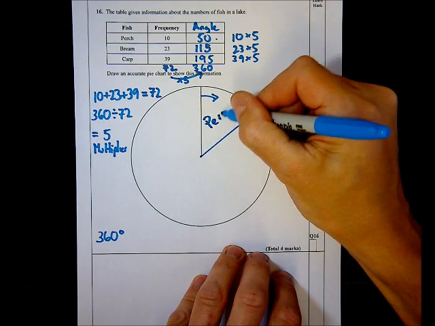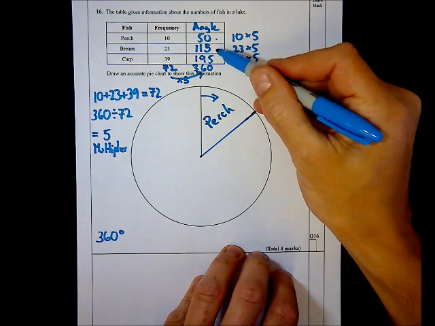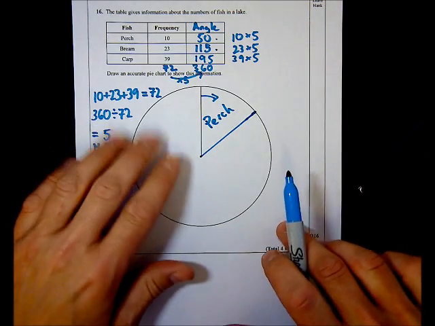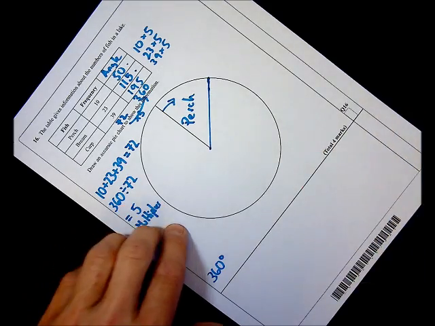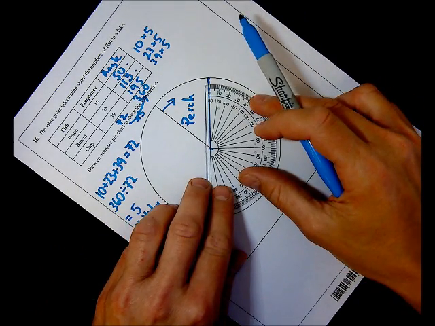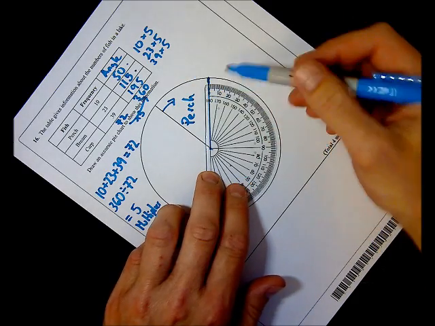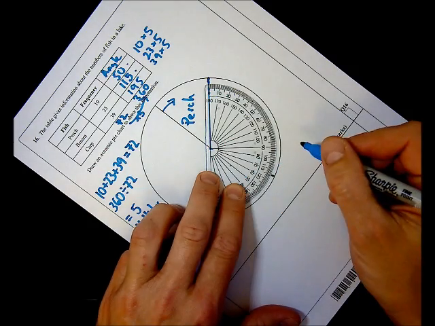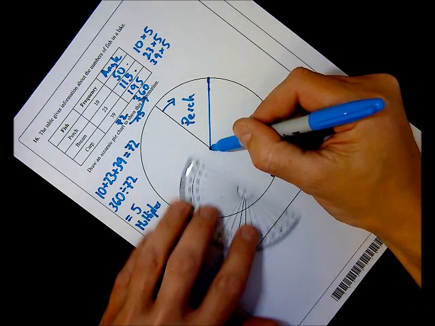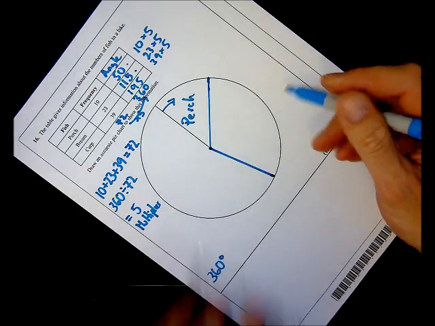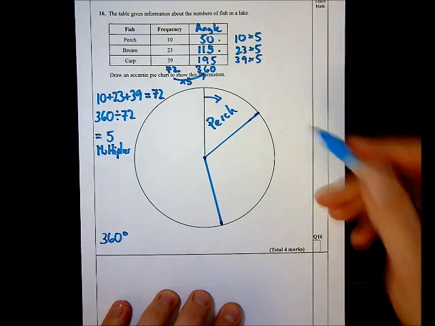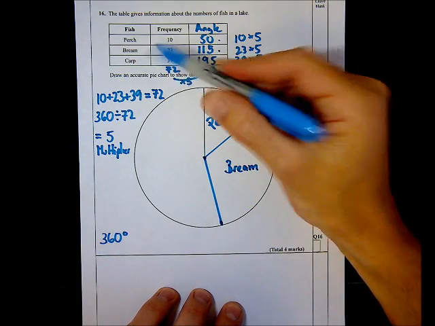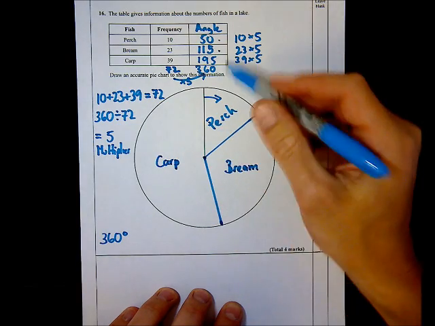which would be perch. I then need to measure my angle of 115 degrees from this line. So again, I would rotate the paper so that I have that line facing straight up, and I would place my protractor again on the centre and measure around 115 degrees. So using the numbers on the outside, I'm going to get round to 115 degrees. Again, joining that up just to the edge of my pie chart, I get that my pie chart looks like that, with this section being equal to bream. Now the final section should be carp, which is this section here, and that should be 195 degrees.